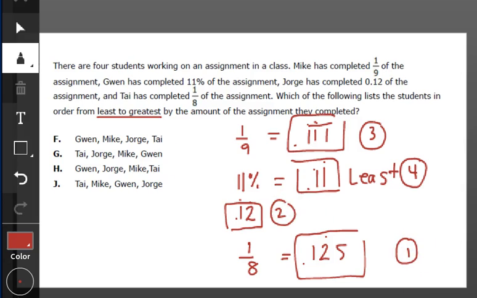So let's see if we can go back to the names now associated with those. The least was that 0.11. That was Gwen. So Gwen has to be the first in our list. So I know I'm F or H right now. We've got Gwen. The next we figured was the 0.111 repeating. That was Mike. That was the 1/9. And so I'm sort of ready to go here because there's now no difference. But let's make sure we understand. Jorge was the 0.12. That was our next in line. And finally, the 0.125 was Ty. And so I'm going to pick F.